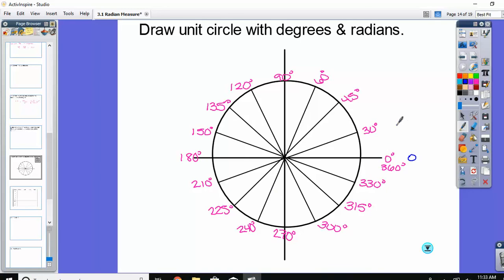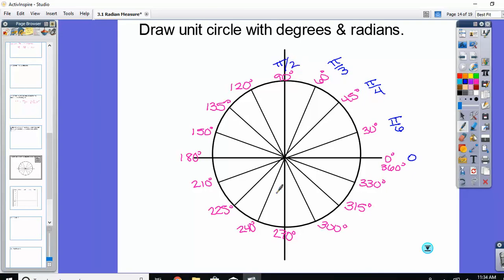Pi over 6. 45, I think we did that one in our first example. 45 is pi over 4. If you want to change 60, you do 60 times pi over 180, and you get pi over 3. If I want 90, I do 90 times pi over 180. Pi over 2.